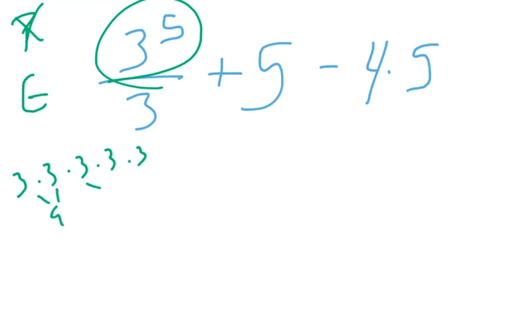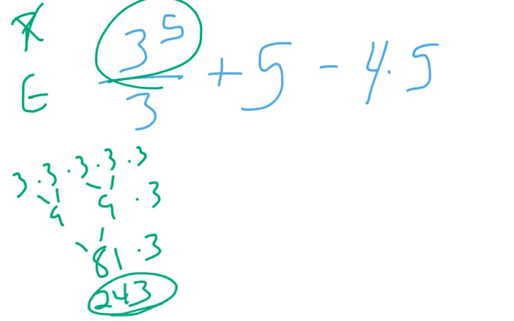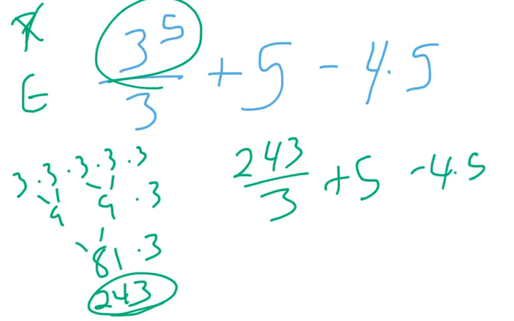3 times 3 is 9 times 9 times 3. 9 times 9 is 81 times 3. And 80 times 3 is 240 plus 3 more gives you 243. So that gives you 243 divided by 3 plus 5 minus 4 times 5.